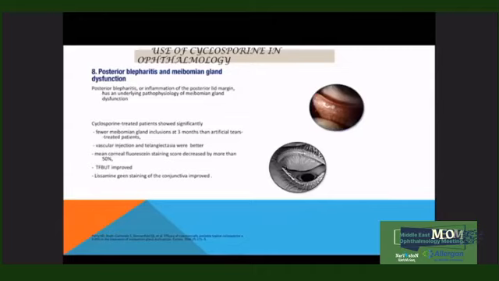Another important indication for cyclosporine would be patients with MGD and posterior blepharitis. A study published in Cornea in 2006, where Perry et al. concluded that cyclosporine treated patients had significantly fewer meibomian gland inclusions after 3 months as compared to artificial tears. They showed reduction in vascular injection, and the Lissamine green staining of the conjunctiva also improved. They also reported that the mean corneal fluorescein staining score actually decreased by more than 50%, thus improving the TBUT score.